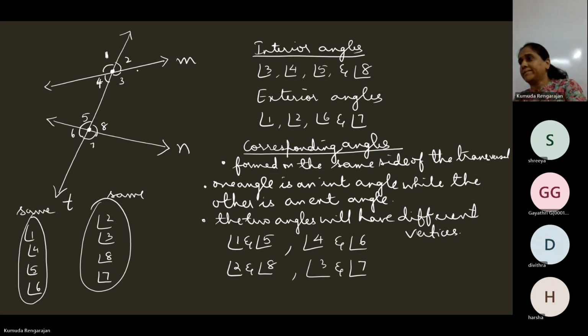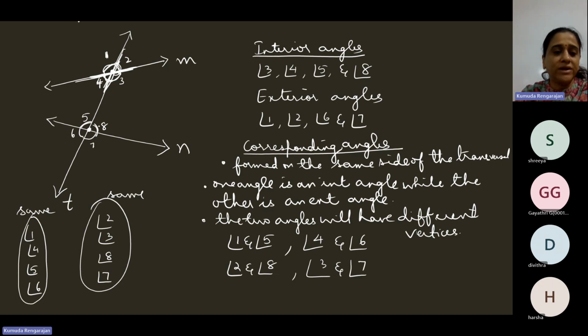Angle 1 plus angle 2 is 180, because they are on a straight line. Angle 2 plus angle 3 is 180, this is a straight line. Angle 3 plus angle 4 is 180. Angle 4 plus angle 1 is 180.